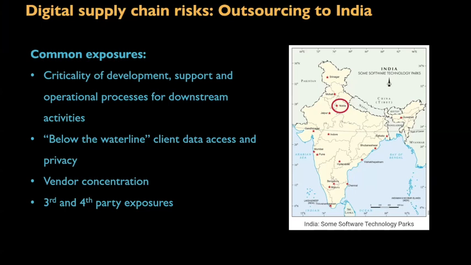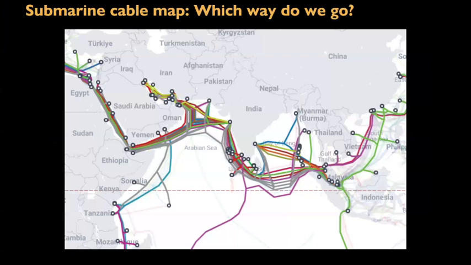Oftentimes below the waterline, those firms have access to client data and or present privacy risk. They may as well present vendor concentration risk. Knowing and understanding that as third parties or even having fourth party exposure. I have represented here a map with a circle around a specific part of the national capital region, excuse me, the NCR, National Capital Region of India, for a very specific reason.